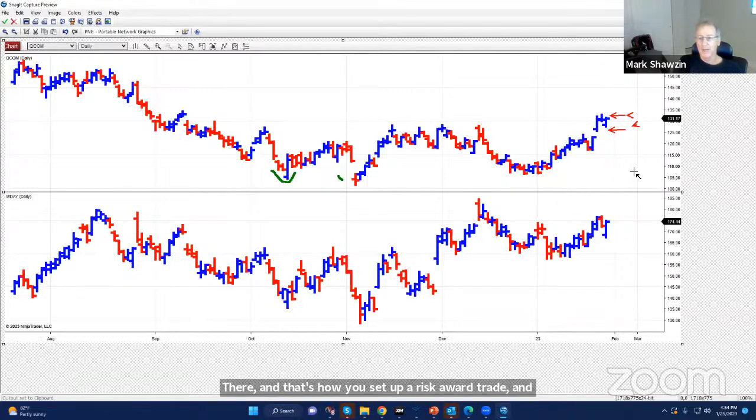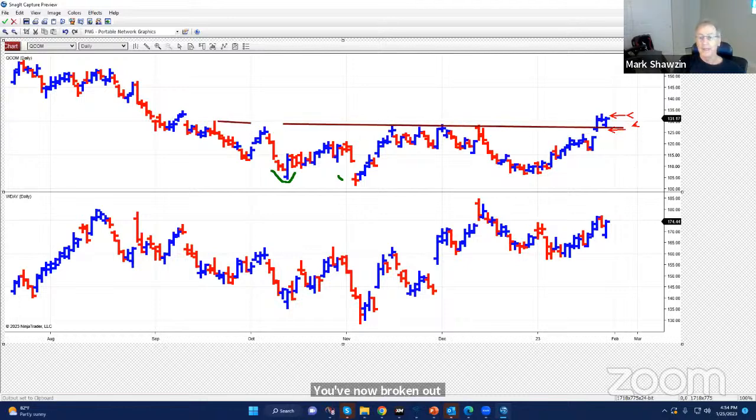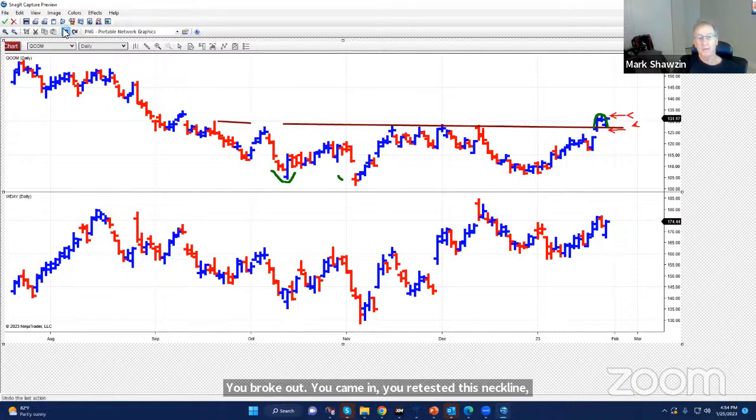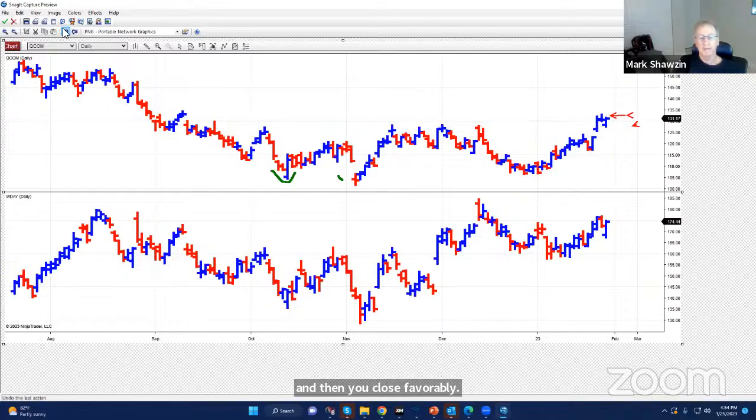You've now broken out, and then you kind of retested this concept of retesting a breakout. You broke out, you came and you retested this neckline, and then you closed favorably. So this is, to me, a no-brainer. And if you win or lose, it doesn't matter.